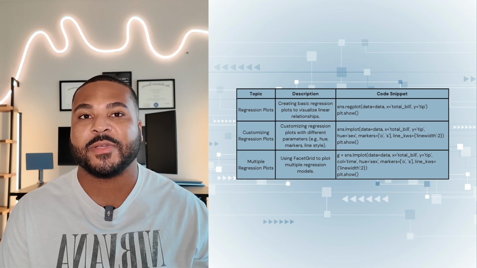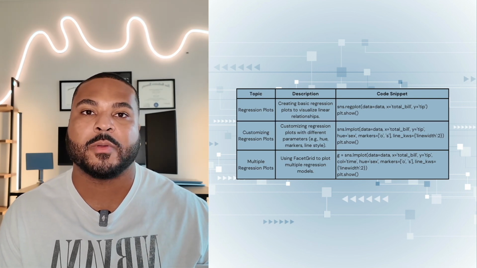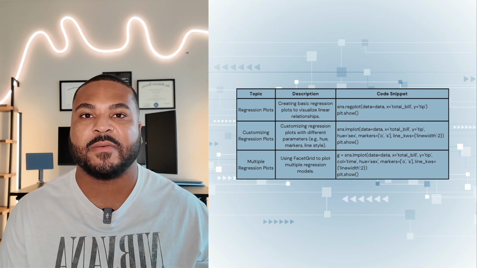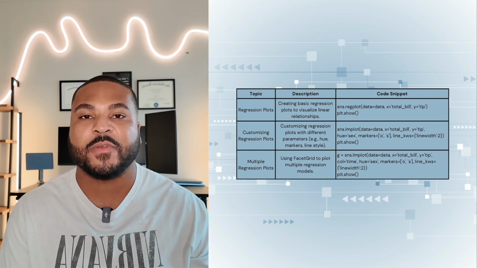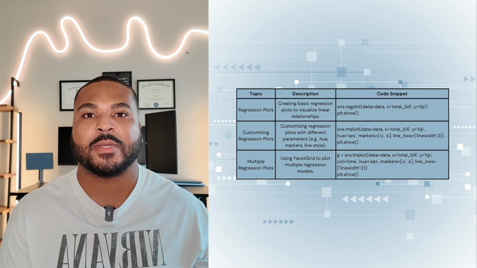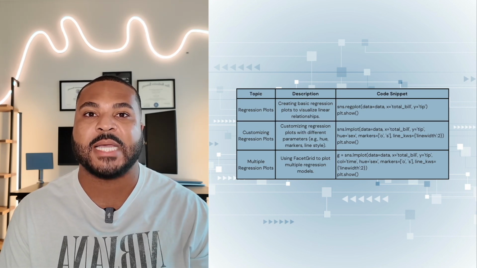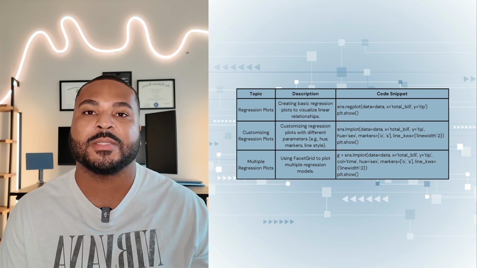You can use the Facet grid class to plot multiple regression models for different subsets of the data. This is useful for comparing relationships across different categories. Let's create a Facet grid to plot regression models for different times of the day, lunch and dinner, split by the gender.